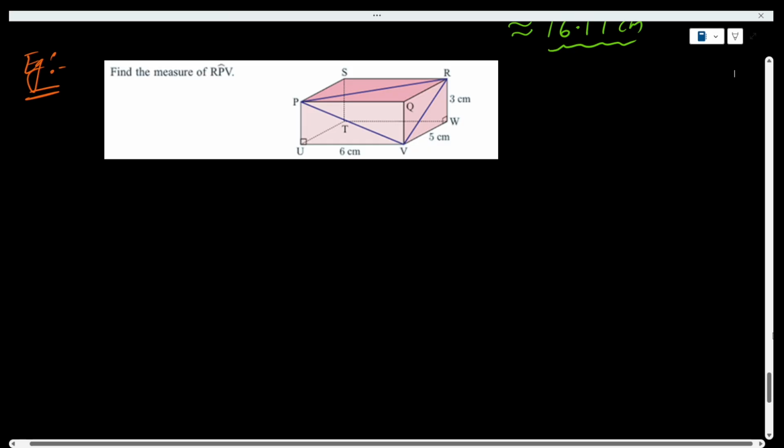Now this question, if you will see, it is from 3D trigonometry, or you can take it from surface area and volume. But in this case, we are just finding the angle. What is given here? Find out the measure of angle RPV. Now here, RPV, if you will see, this is the 3D figure, right? So what is the triangle we have to consider here? This is the triangle we have to consider.